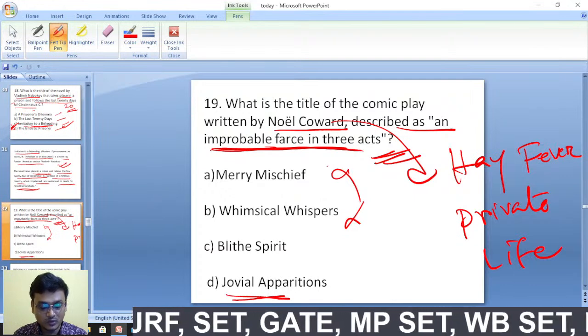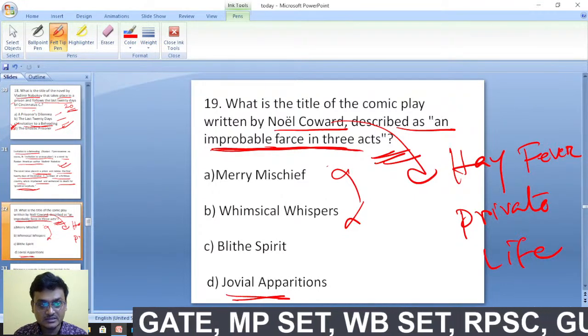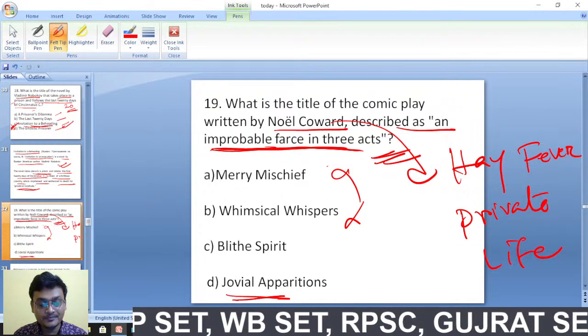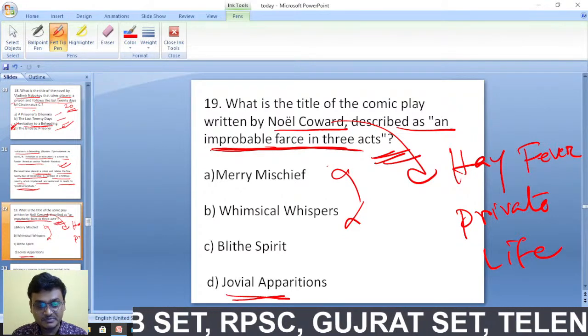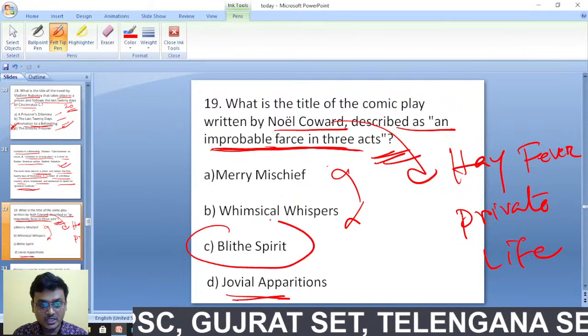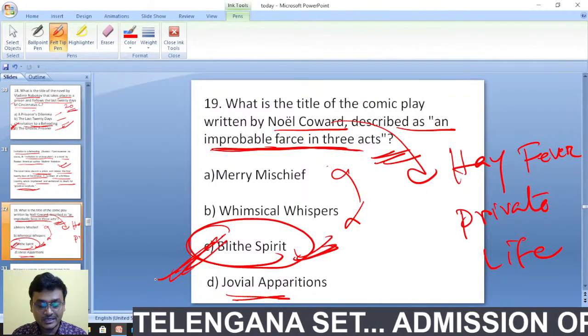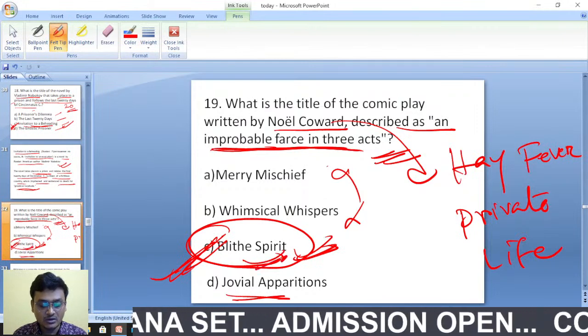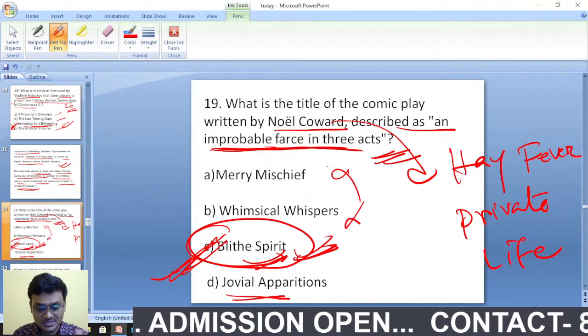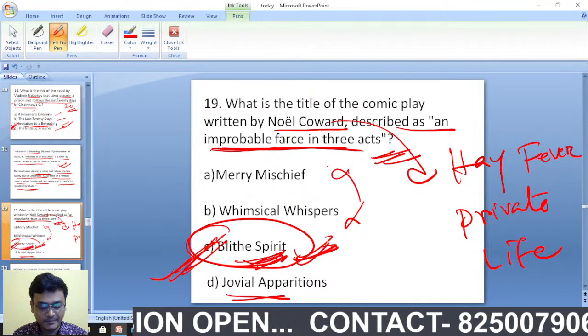Now you tell me, where does this phrase appear? Can you remember the phrase "blithe spirit"? In which poem do we find this phrase, blithe spirit? Tell me, write it in the comment box. Here, Blithe Spirit is by Noel Coward. Remember, in which poem does this phrase "blithe spirit" appear?